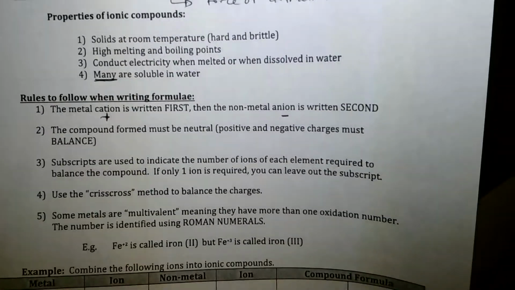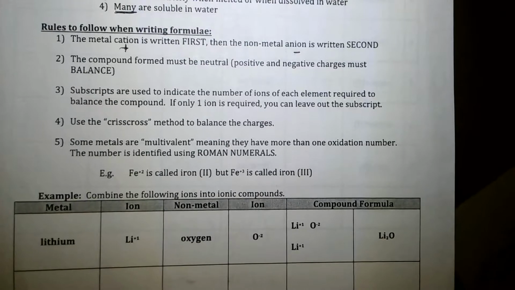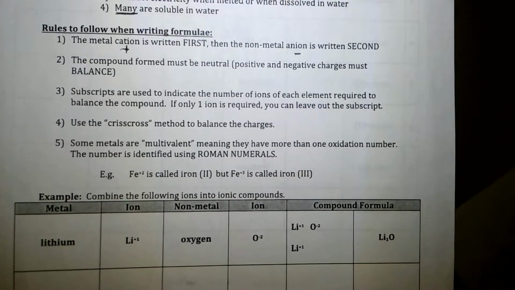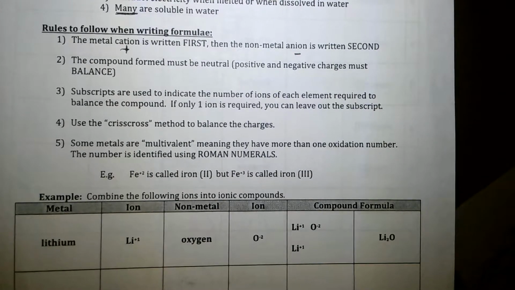Now, what happens? We talked about ions. We talked about how elements are neutral atoms. They're neutral because they have the same amount of positives and negatives. What happens is they want that full outer shell. We talked about this, and they will give it away, and then they become ions.